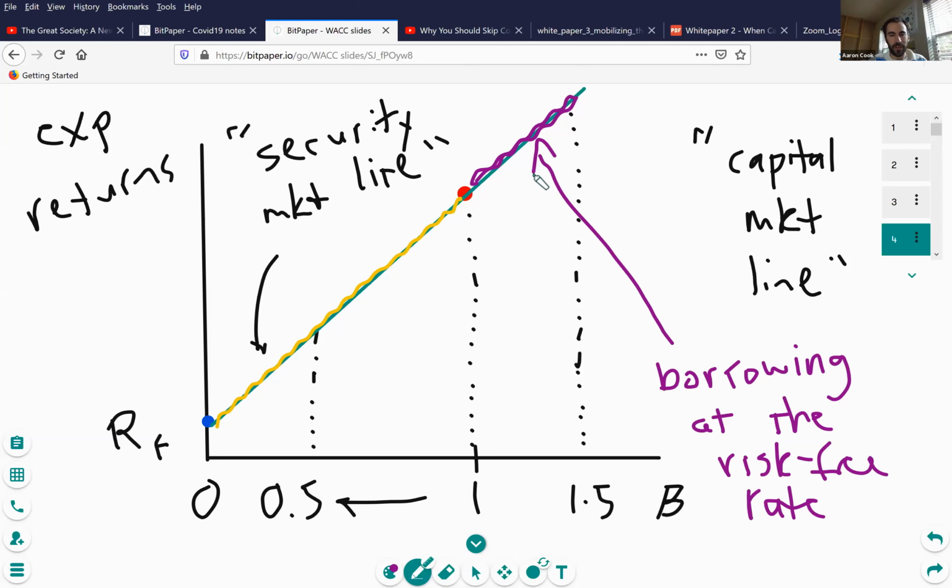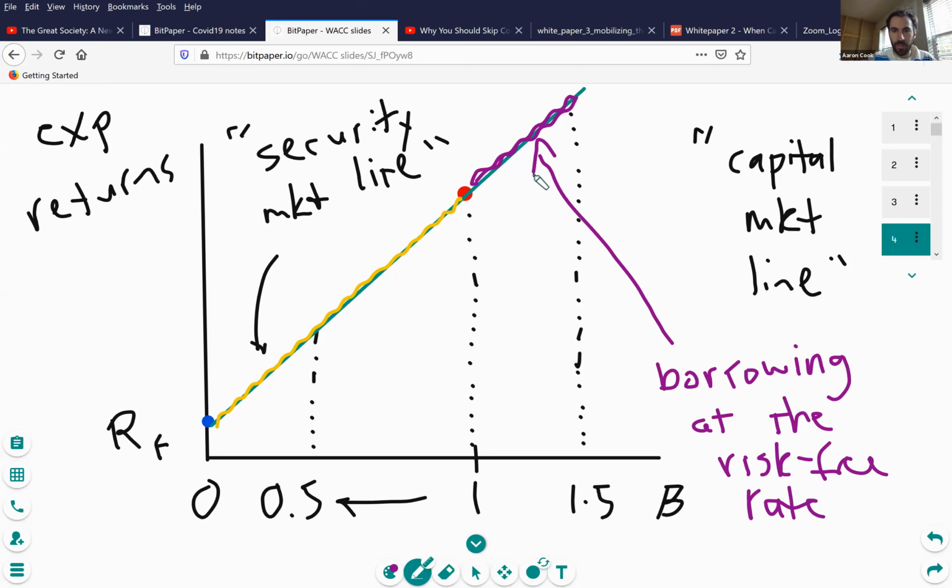When you borrow at the risk-free rate to invest more wealth than you actually have in the market, that's going to increase your expected returns, but also increase your exposure. You're more exposed that way because you have all this leverage now, which you're obligated to pay back. You borrowed at the risk-free rate. You're obligated to pay that back at the risk-free rate, regardless of how the market is doing. And so you expose yourself to a little bit more risk by borrowing at the risk-free rate.